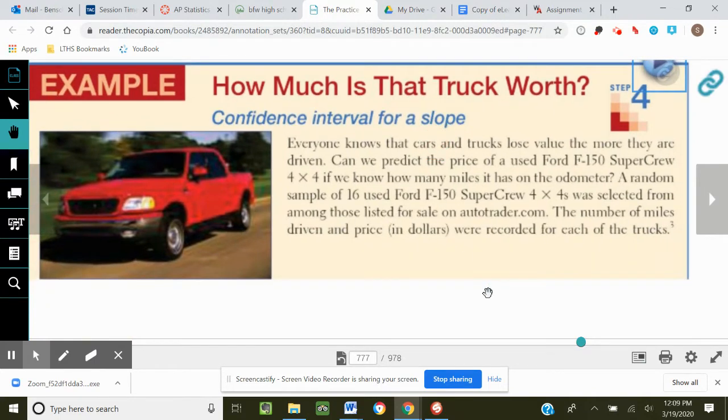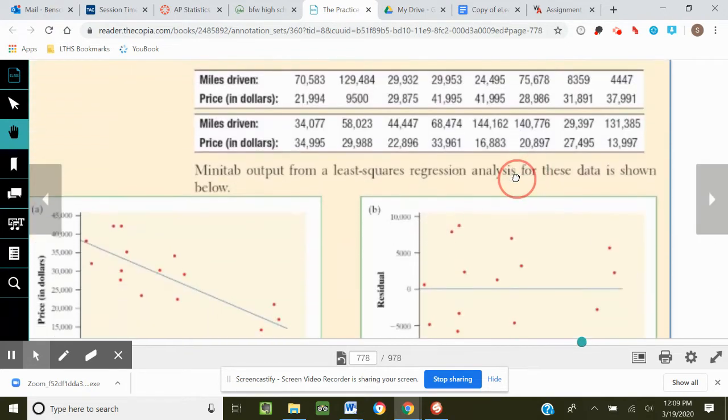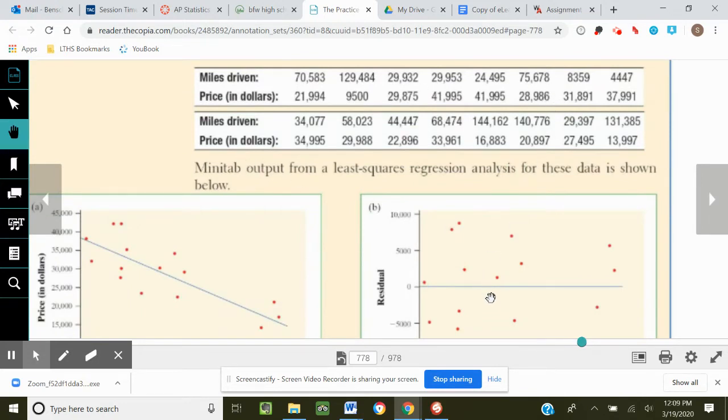All right, so we've actually looked at this example before. How much is that truck worth? So back in chapter 3, we looked at the relationship between how many miles an F-150 is driven and what it's worth. Obviously, this is a negative relationship. The more miles on the car, the less it's going to be worth. That should make sense, but we can represent that with a linear model. Okay, here's all the sample data.